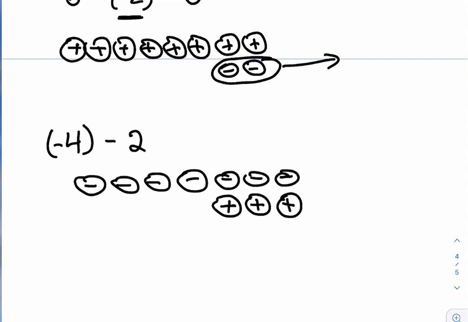Okay, I still have the 2 positive chips I need to remove available, so I'm going to remove those, remove 2. And now I have a little bit of an issue here, but remember, these are 0 pairs, so I can then get rid of that, and my answer still will be -6. So once I've removed what I need to remove, you need to check and make sure that you don't have any 0 pairs remaining in your answer before you write your answer down.